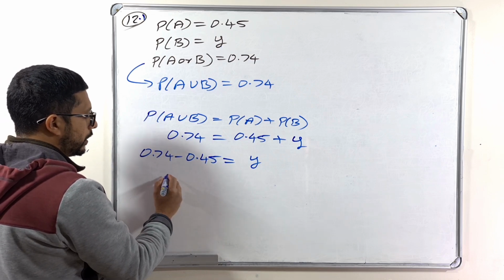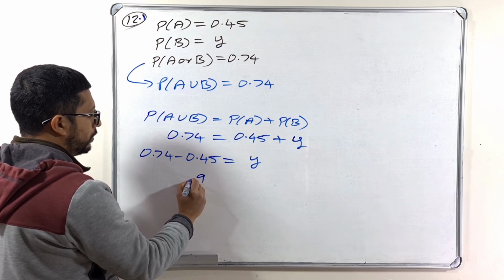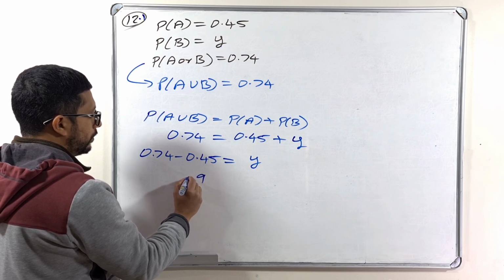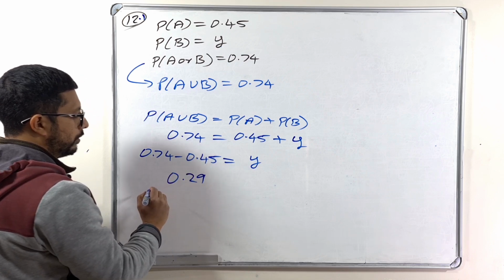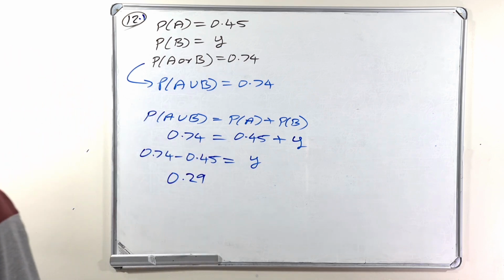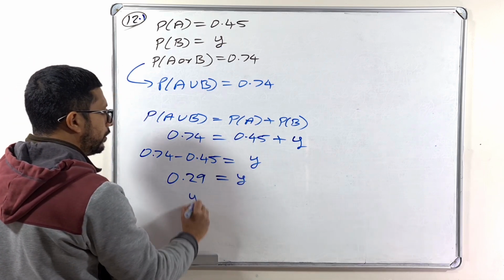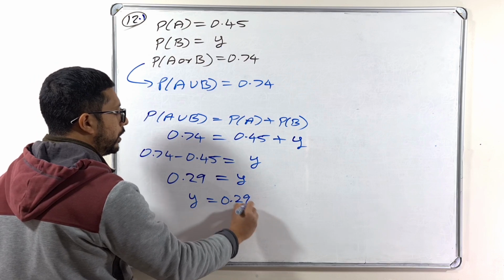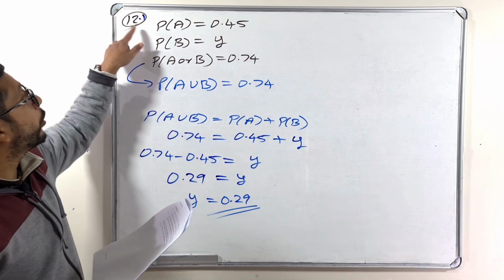Take your calculator. What is the answer? Is it not 9? What's the answer? I don't know. You can check on your calculator with me. 0.29. Yeah, 0.29 is equal to y. So y is equal to 0.29. Okay, that is question number 12.1.